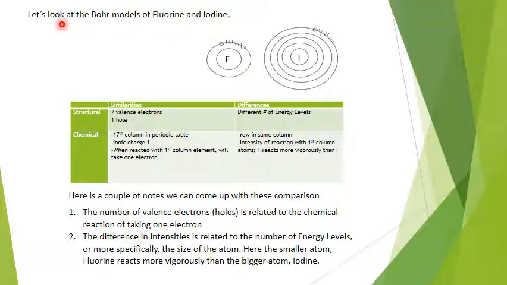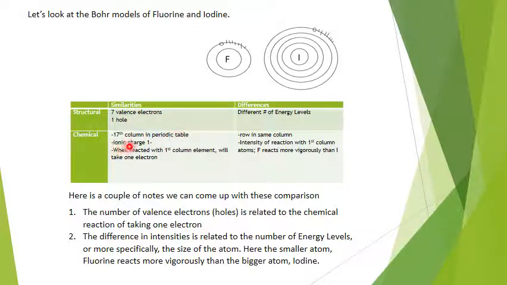Okay, so first thing we'll do is look at the Bohr model of fluorine and iodine. Fluorine has 2 energy levels and 7 valence electrons and 1 empty spot. And iodine has 5 shells, and you can figure that out from the periodic table. It's found in row 5, and it has 7 valence electrons as well. So what the two have in common is the 7 valence electrons and the 1 hole. That's their structural similarities, and their chemical similarities are that they're found in the 17th column of the periodic table.